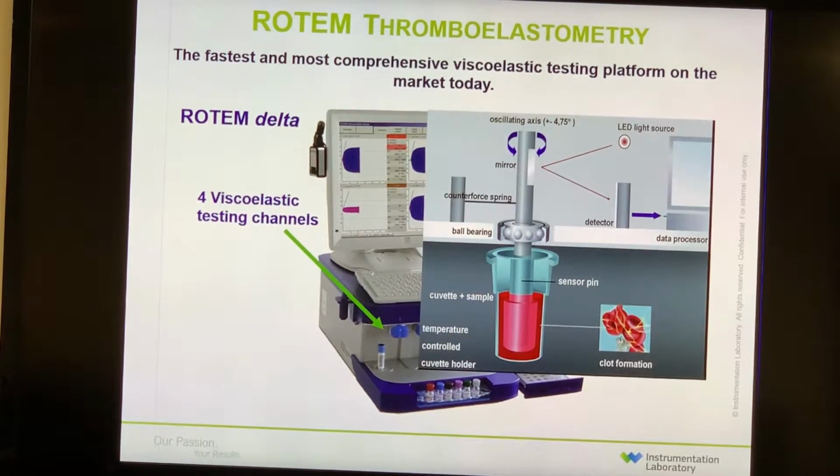Within each channel is the cup and pin. So the cup is stable and the pin moves. As blood coagulates, movement of the pin's impeded, and that's what we're analyzing. So you can think the thicker the clot, the less movement of the pin.